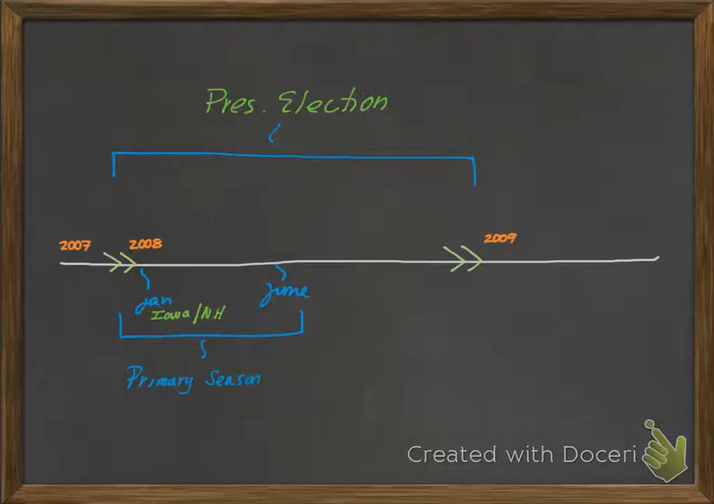All right, the second half of the presidential election is what we would just call the general season. This is where the candidates who have been nominated by their party in the primary season run against each other. Take, for example, presidential candidates. They're nominated in their primary season, and they win the party's nomination, and then those candidates face off against each other in the general season.